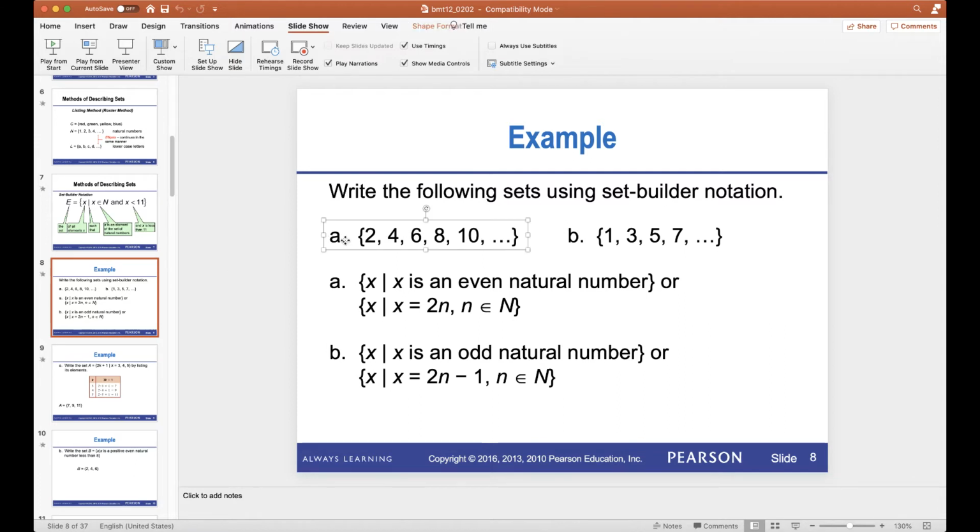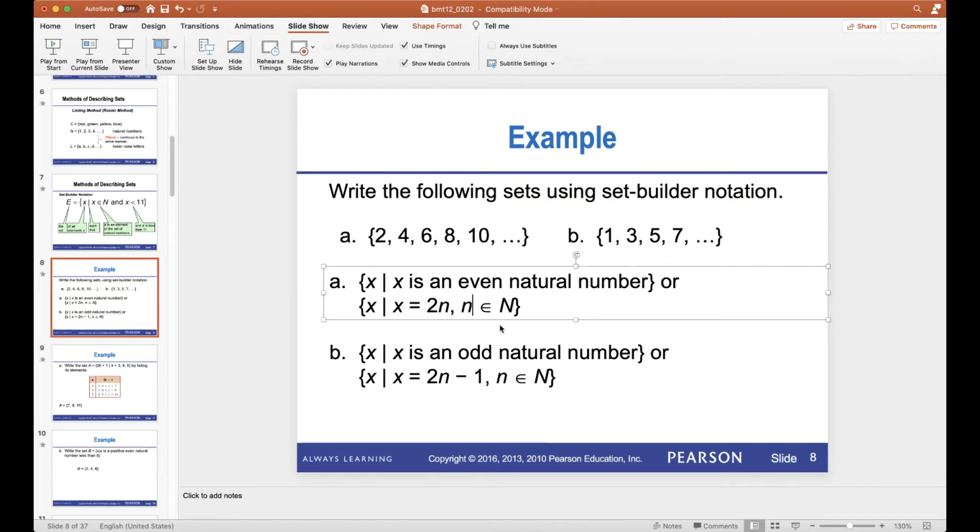For this first set, you look at the pattern and see where it is going. You can tell me it's going to be even numbers: 12, 14, 16, 18, and so on. So the set builder notation just sets the parameters. It's going to be X such that X is an even natural number, or you could also say X such that X is 2n when n is a natural number.